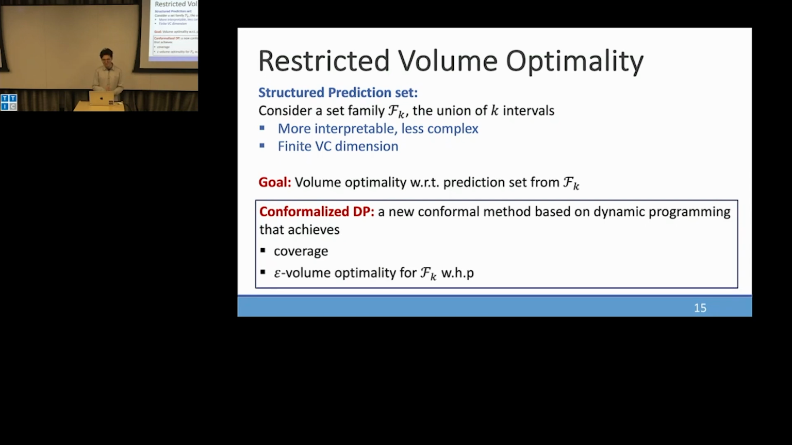Then our current goal is to get some optimality with respect to this restricted family. And the first result we show is that we propose a new conformal method called conformalized DP, based on dynamic programming, that achieves the coverage always, and also achieves epsilon volume optimality within this set family with high probability.